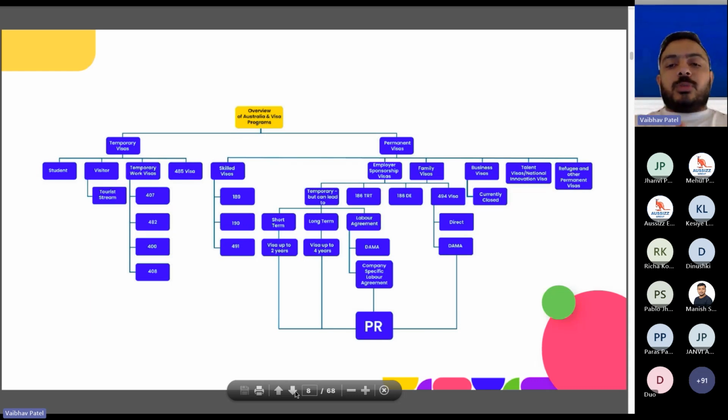Now, let's move to the permanent visa, because that is generally the most common focus of the applicants in Australia. Permanent visas, the number one right now is employer sponsorship visas. Now, in employer sponsored visas, there are multiple categories. There are some temporary visas that are included in this one because they lead to permanent visas. Let's get into these details.